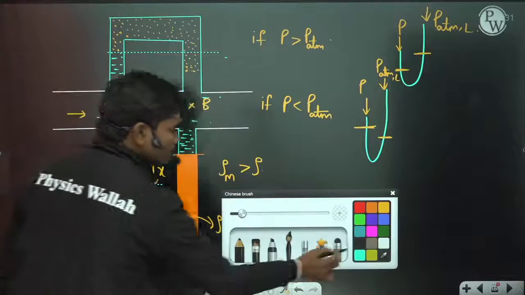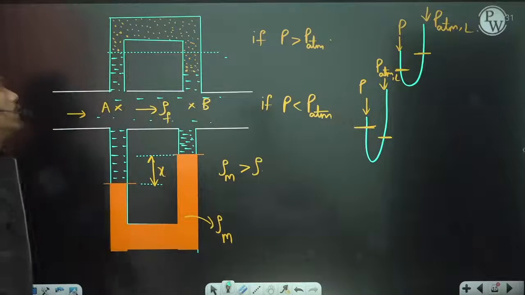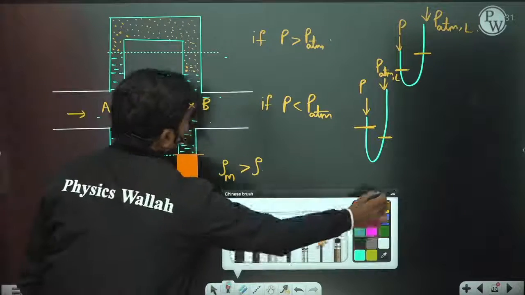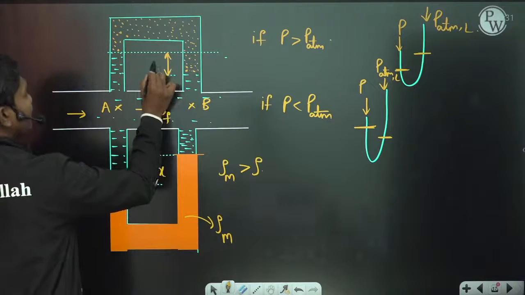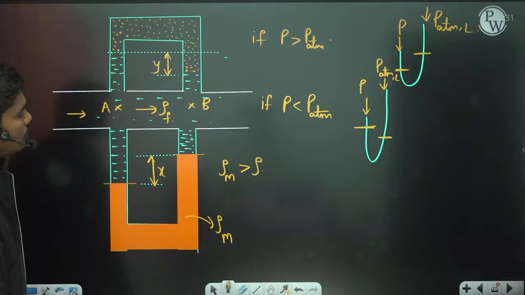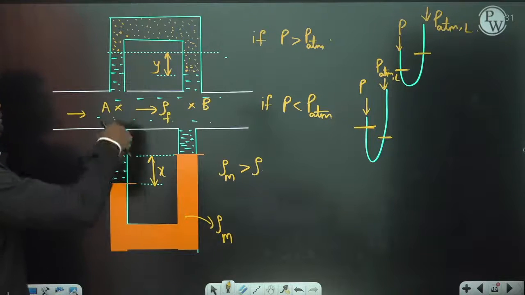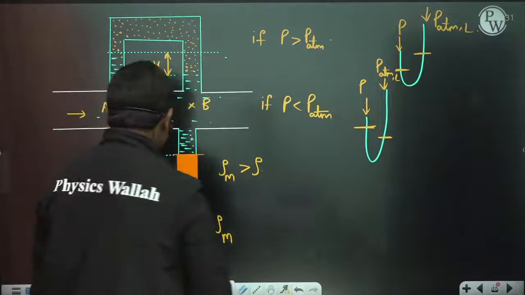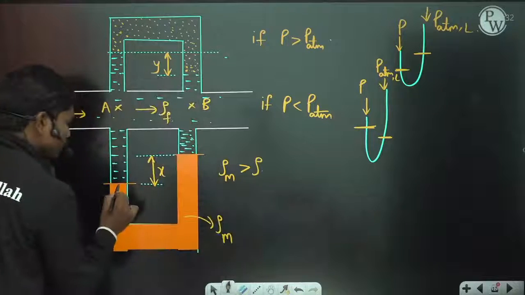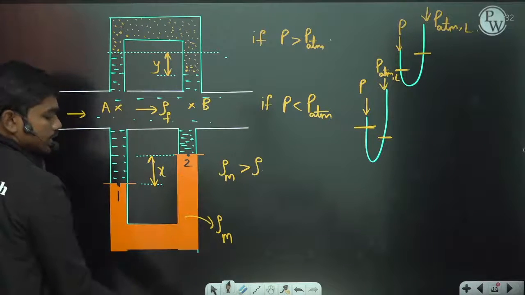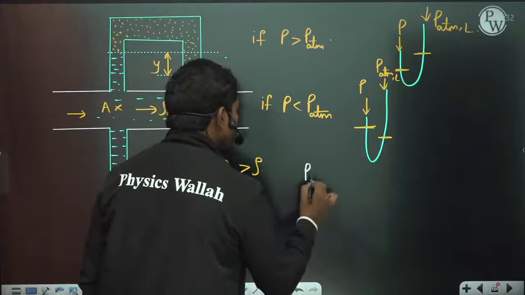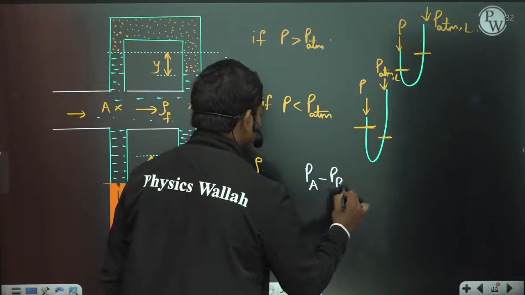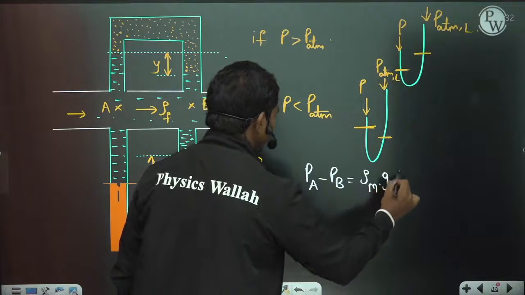And here you have some liquid again. Now if you see, the manometric fluid has shown a deflection which is equal to y. Now if you apply the hydrostatic law for the normal single U-tube manometer, the pressure at location 1 and location 2 should be the same. So P1 minus P2, which is the same as PA minus PB, is equal to the density of the manometric fluid times g times x, correct?